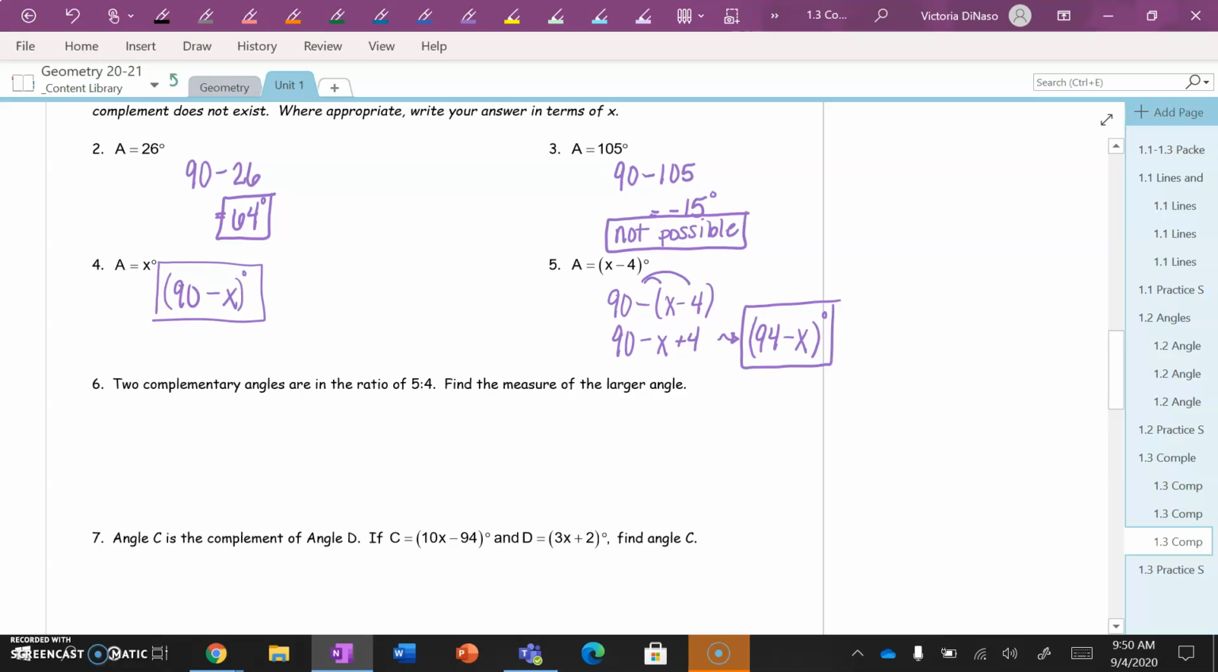Number 6, you're going to see this type of problem quite often. So I'm going to go ahead and put a big star around this.